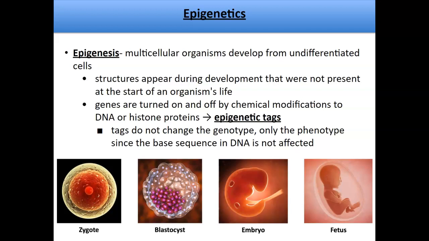All of that is due to epigenesis. And these genes are going to be turned on or off by epigenetic tags. Epigenetic tags are going to be methyl groups typically, or other types of chemical groups that are going to be attached either to the DNA or to the histone proteins that associate with DNA in eukaryotic organisms. These epigenetic tags don't change the genotype of the organism, they only affect the phenotype. So no change to the actual genetic code, but a change in how that code is being expressed.